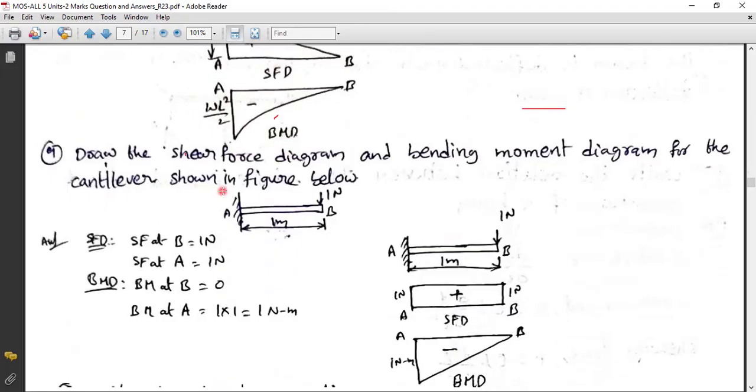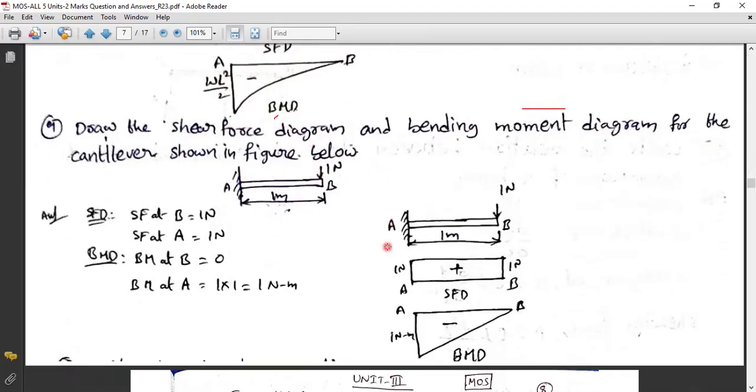And next, draw the shear force diagram and bending moment diagram for the cantilever shown in the figure below. This is a cantilever beam. One side supported, on the other side 1 Newton is acting over 1 meter of length. So here it is given by a rectangle. The shear force is 1 Newton acting here. This is the shear force diagram.